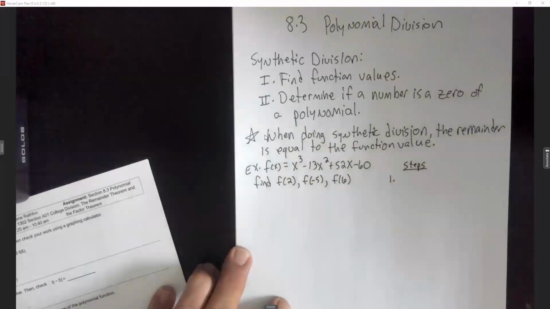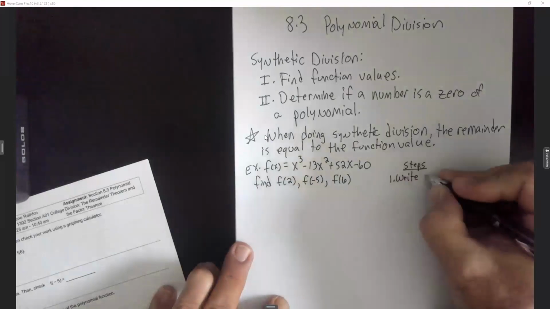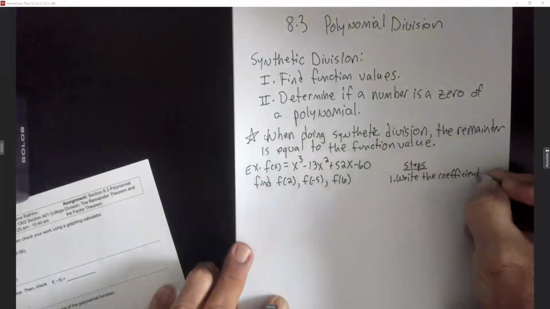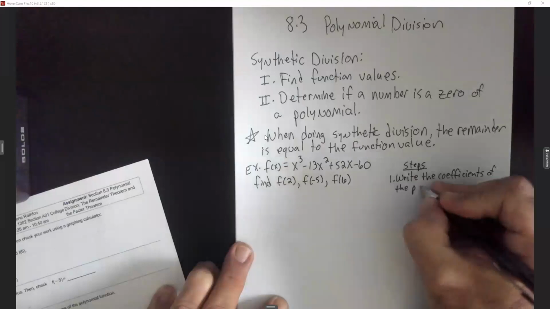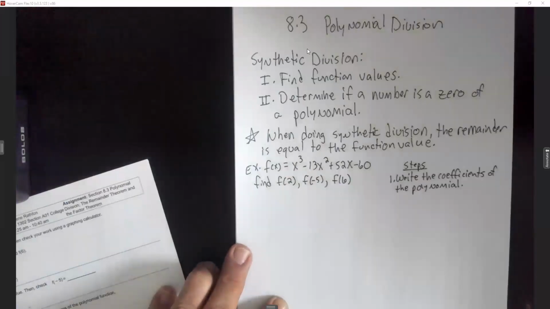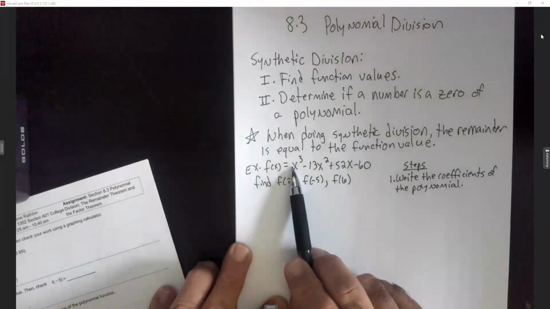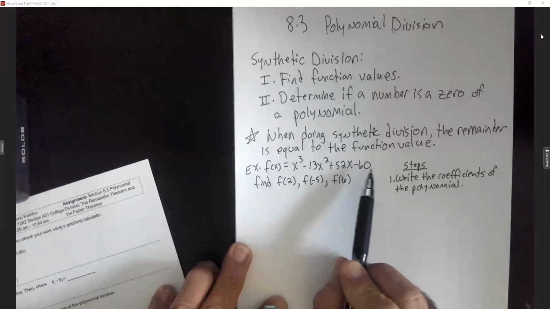First thing we want to do is write the coefficients of the polynomial. All right, so the coefficients of this polynomial are going to be the 1 in front of the x cubed, the negative 13, the 52, and the negative 60.